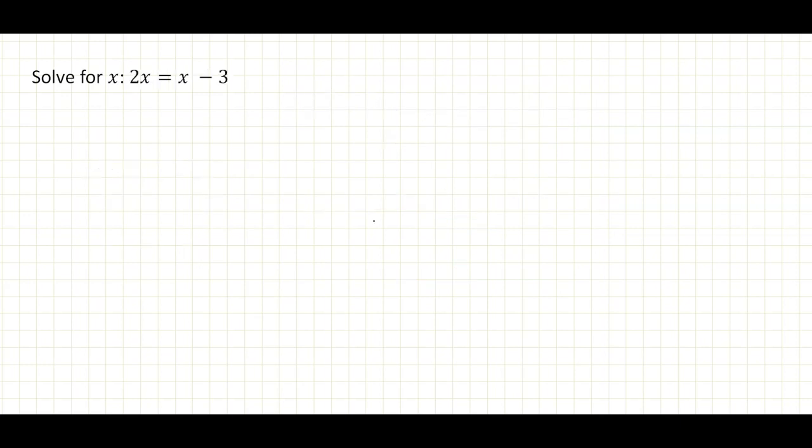So in this case, for these examples, I'm going to do a scale approach and the classroom approach, quote unquote. So in this example, I have 2x. So let's draw a scale. I have a scale right here. This is equal to right here. And then I have 2x on this side, and I have x minus 3.